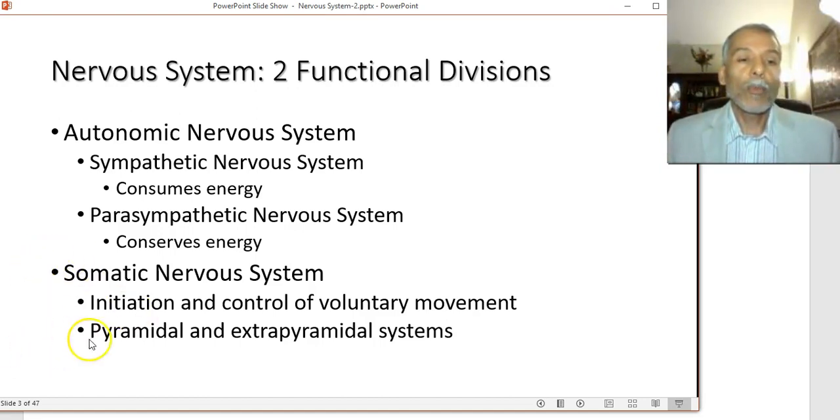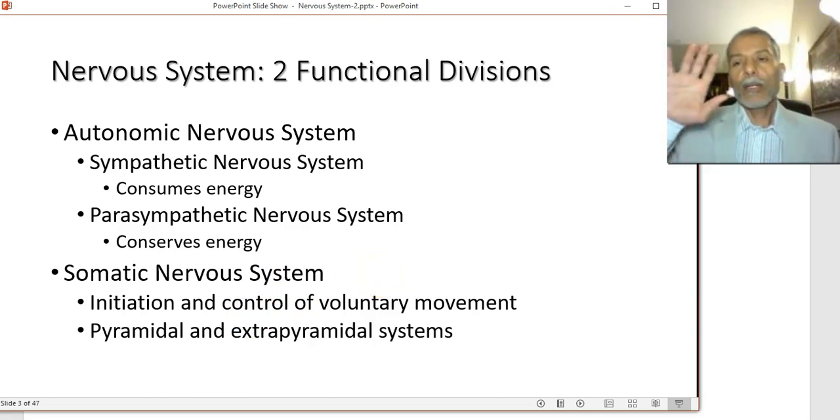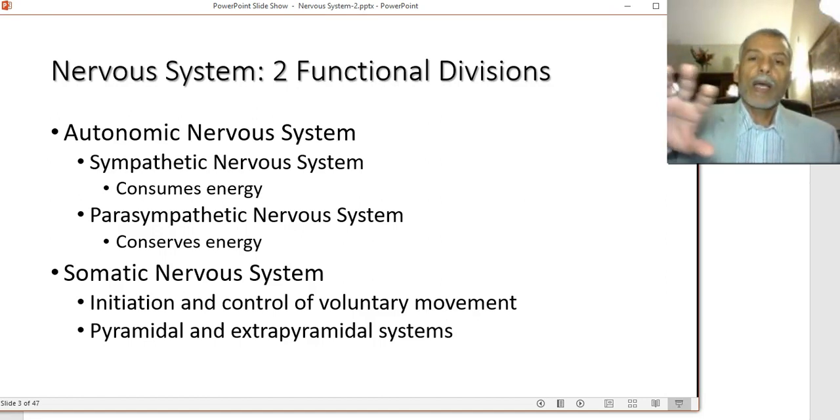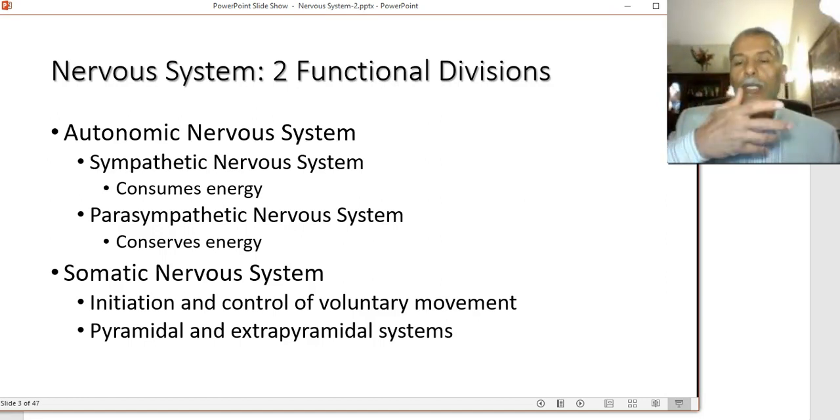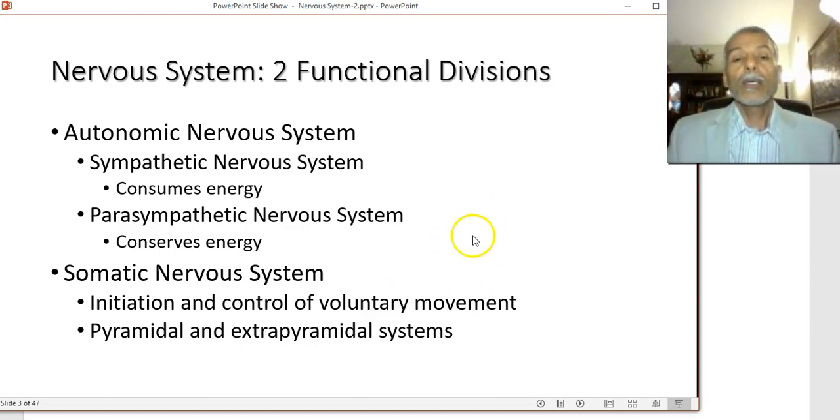So basically it's a motor and sensory system that is dedicated to control of voluntary movement, initiation and control of voluntary movements. So now we have again autonomic, which is in control of the body's automatic functions, and then the somatic, which is basically dedicated to movement and control and refinement of that movement.